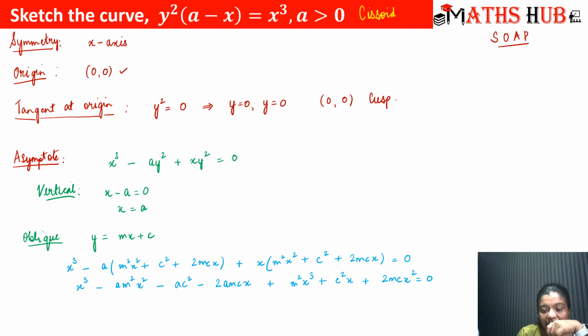Now let us equate the highest coefficient of x equal to 0. We will get 1 plus m square is equal to 0. So m square is equal to minus 1 will not give us any real value, right? That means there is no oblique asymptote. So from the points S, O and A, we got that it is symmetrical about x-axis. It is passing through the origin. The tangents at the origin are y equal to 0 and the point 0, 0 is acting as a cusp, and the vertical asymptote is x is equal to a, right?